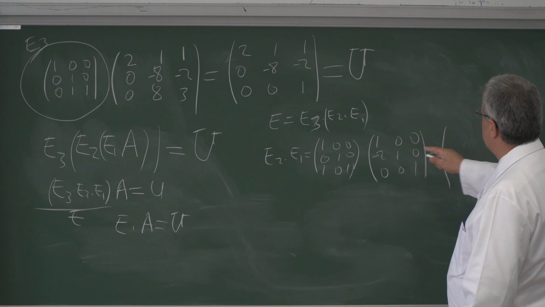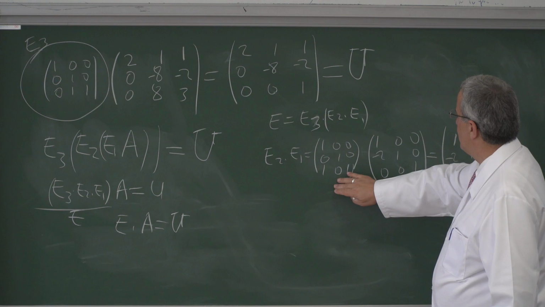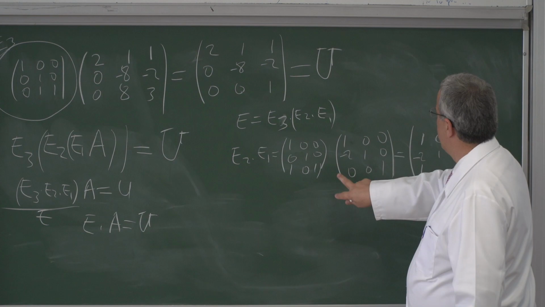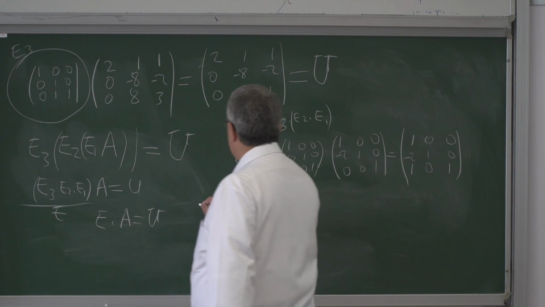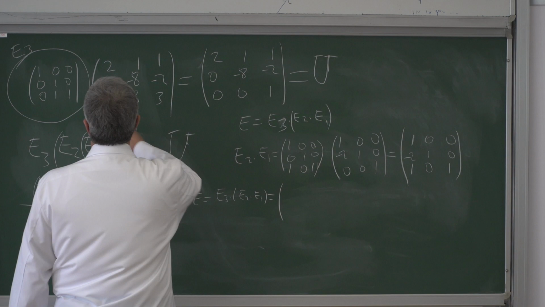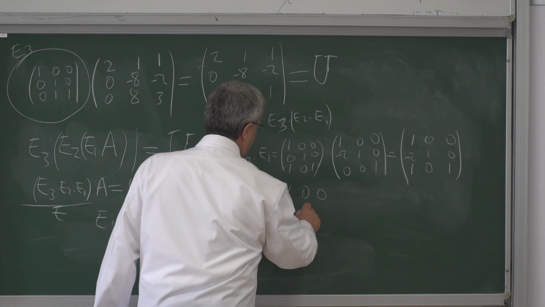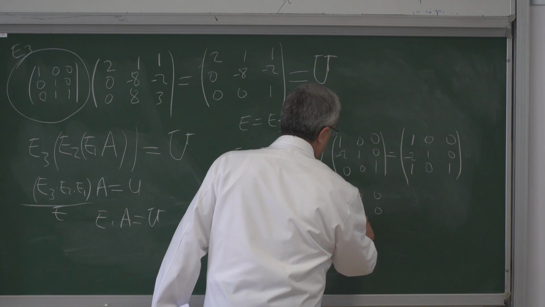So what do we get? First row remains the same. Second row remains the same, right? And what happens in the third row? This becomes 1, right? And this remains 0, and you have here 1. So this is E2 times E1. So E is equal to E3 times E2 E1. So what is E3? It's here, 1, 0, 0, 0, 1, 0, 0, 1, 1. Okay? And this is 1, 0, 0, minus 2, 1, 0, 1, 0, 1.